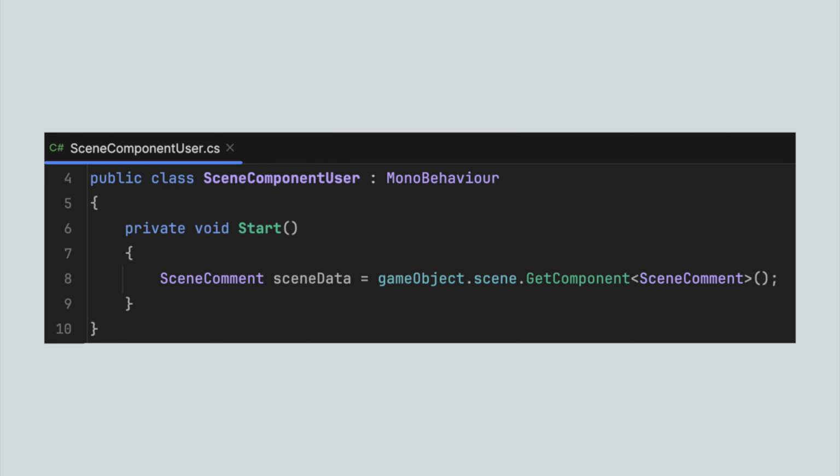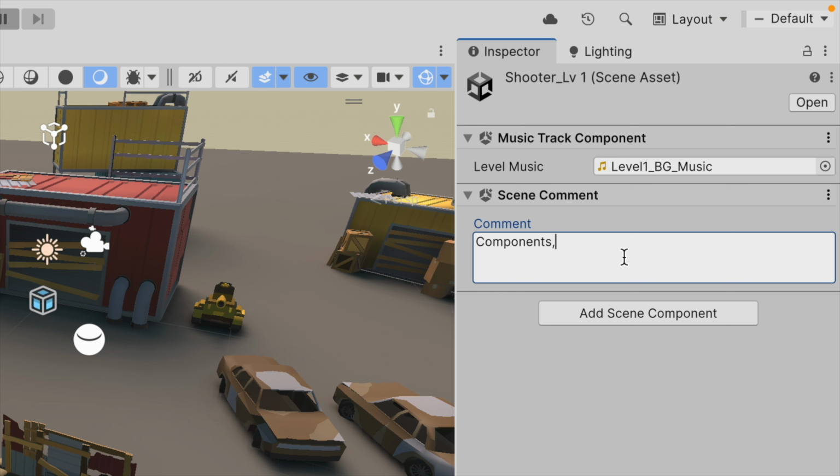3. At runtime, you can now access the data using the SuperScenes API, or automatically run code when the scene loads or unloads. It's very simple. SuperScenes, components for scenes.